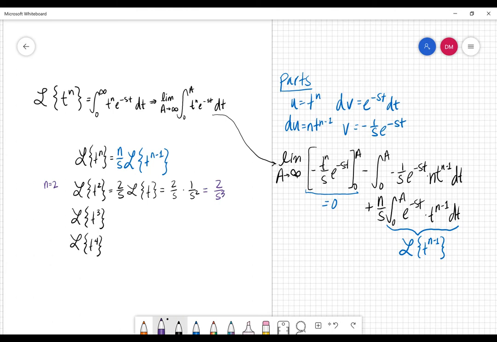Okay, we could continue this. So the Laplace of t to the third would be 3 over s times the Laplace of t to the n minus 1, which would be t squared. So that means I'm going to bring down my 2 over s cubed. And that tells me that the Laplace of t cubed is going to be 6 over s to the fourth. The Laplace of t to the fourth, then, just to continue, is 4 over s times the Laplace of t to the third, which is that 6 over s to the fourth. So we get 24 over s to the fifth.